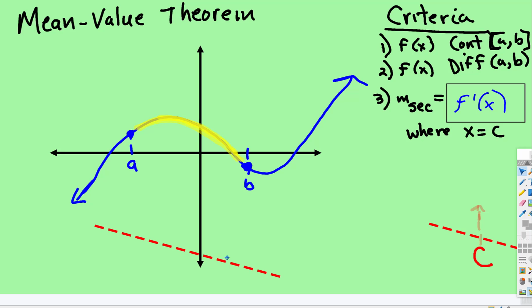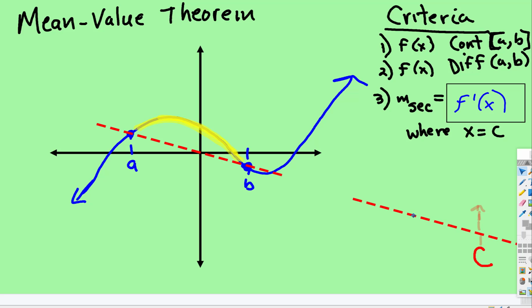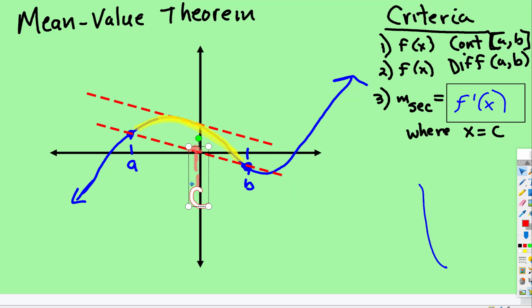That if you take this secant line, if you draw a line between those two points, there will be a point C where a tangent line will be parallel. And look at that, at some point, point C, this function is continuous. This is just a random function I drew.